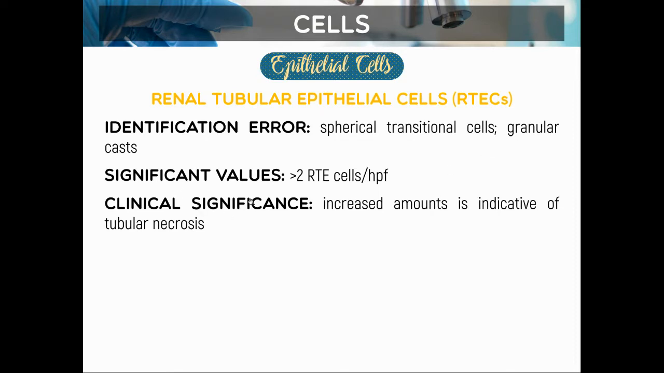So again, I said that RTEs are the most significant epithelial cell. As you can see here, if greater than 2 per high power field, it is significant, meaning the urine is to be examined further. The clinical significance of increased amounts is indicative of tubular necrosis. From the word necrosis, the tubules are dying, so the cells present in the tubules are also dying, that is why they disintegrate and are seen in the urine. That is why there are RTEs in our urine.